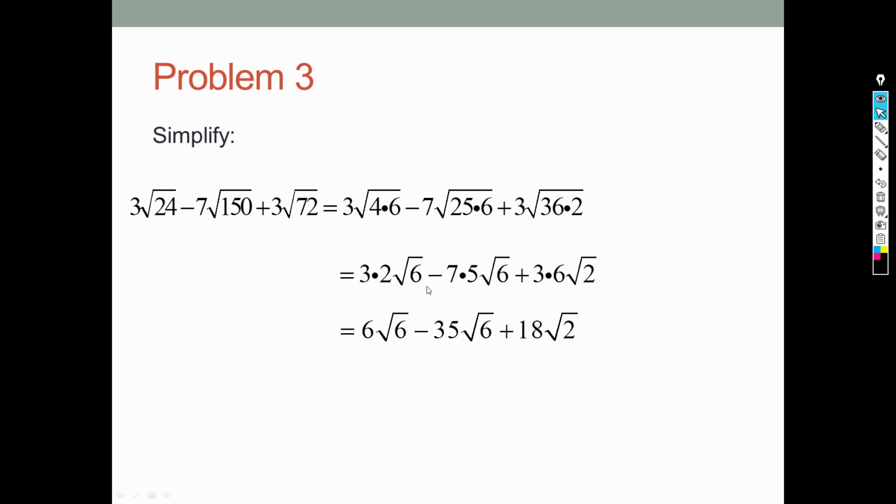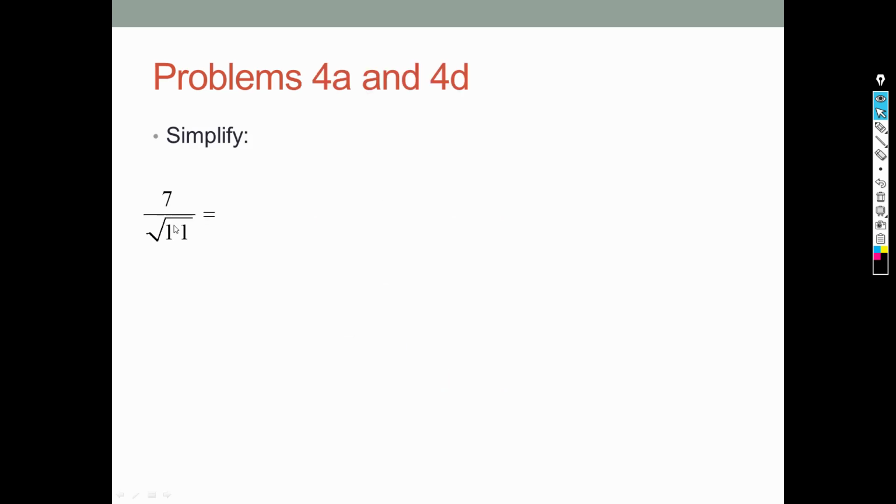So now we have all square roots, but they have to be like. Square root of 6 on the first one, okay. Square root of 6 on the second one, but the third one is the square root of 2, not 6. So the third one is different. I can combine these two, but not this one. So 6 radical 6 minus 35 radical 6 is minus 29 radical 6. And then the 18 radical 2 stays. That's your final answer.